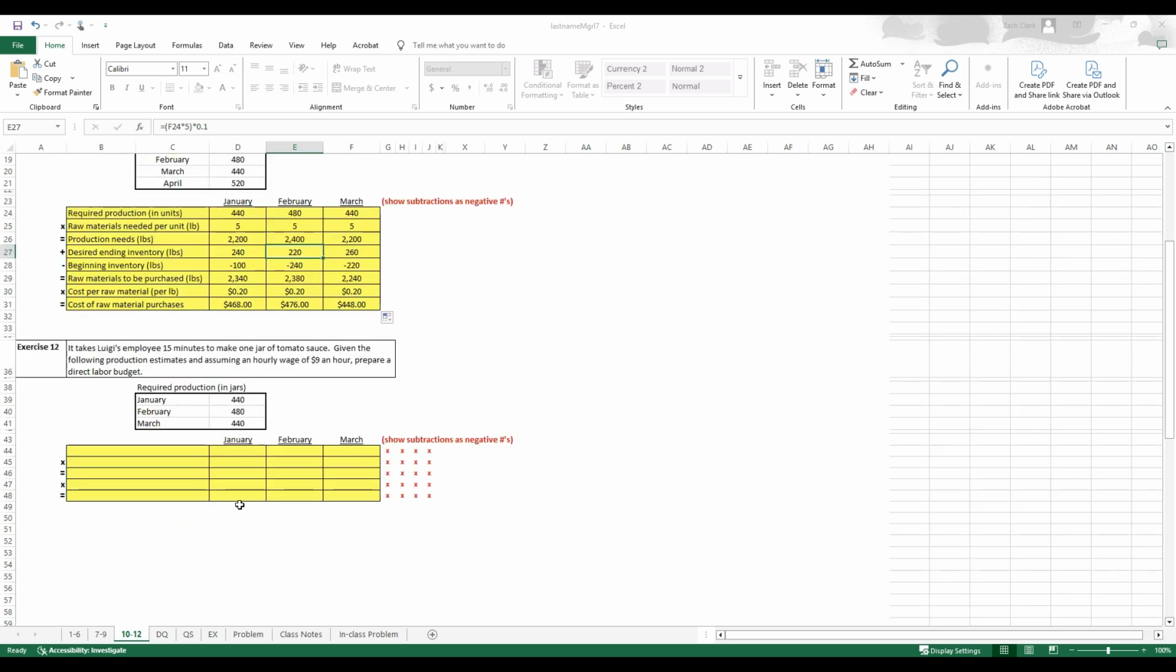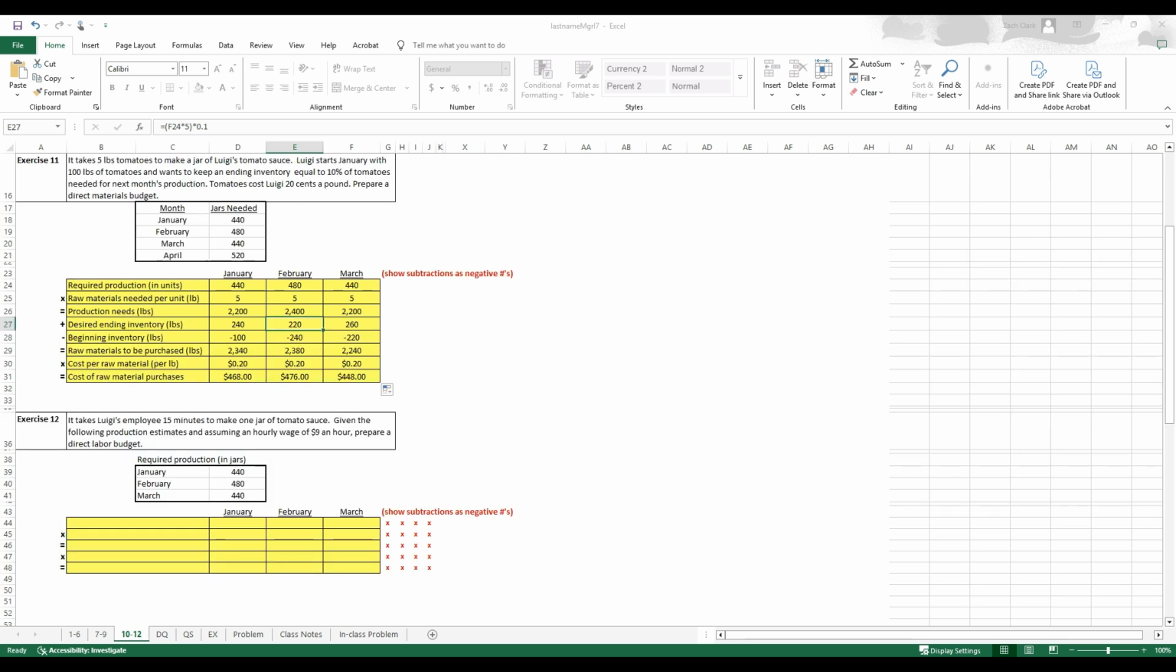Move on to exercise. So in exercise 12, it says it takes our employees 15 minutes to make 1 jar of sauce. Given the following production estimates and assuming hourly wage of $9 an hour, prepare a direct labor budget. So as far as our direct labor budget, again, we just kind of need to take our factors and multiply them through. And with our formula here, we need to start with how many units are going to be produced. And then it tells us above our direct labor hours per unit, and that's going to give us our total hours needed.